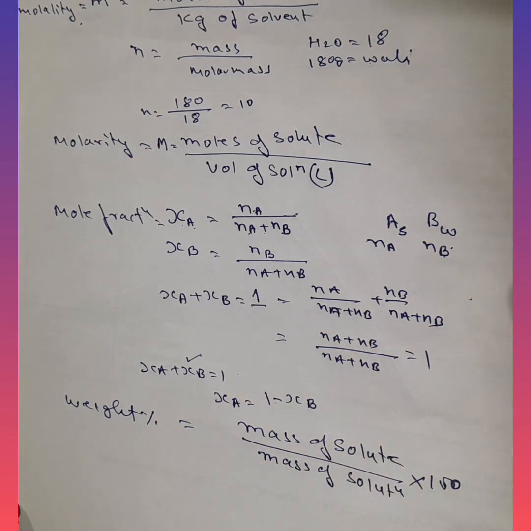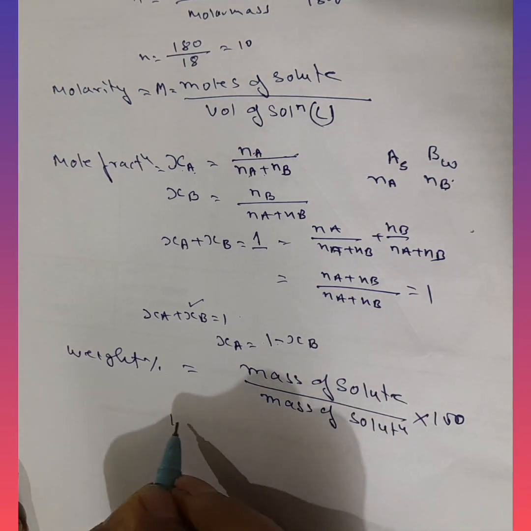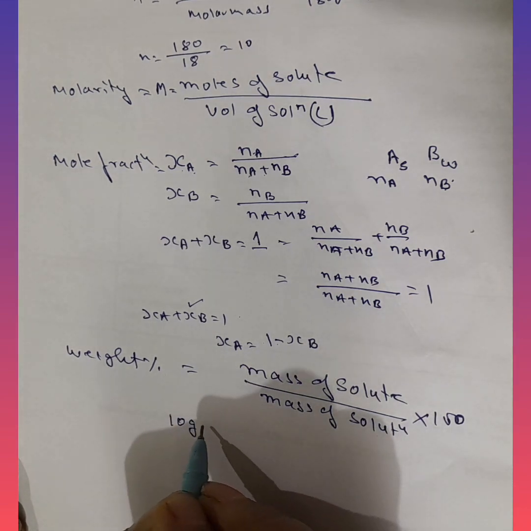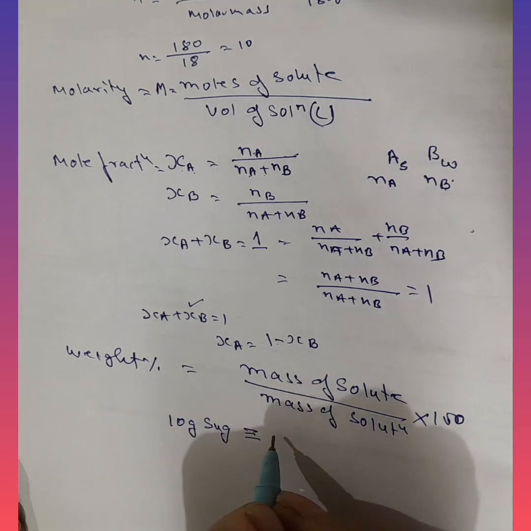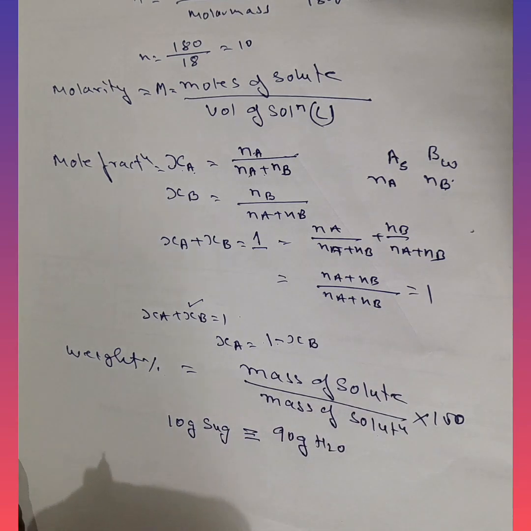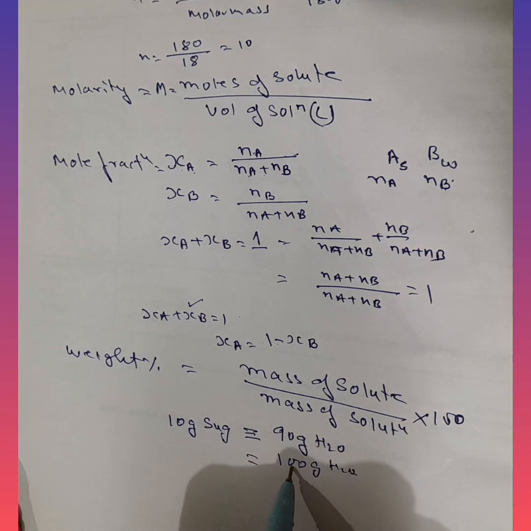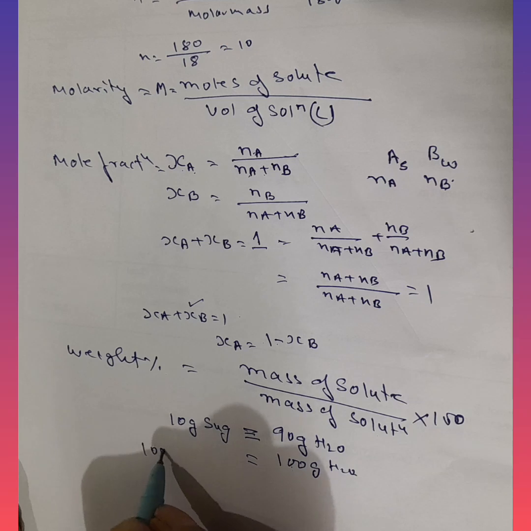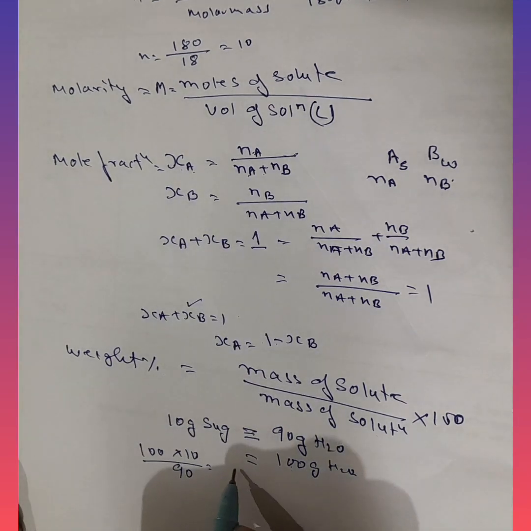Just to give you an idea, suppose I have put 10 gram of sugar in say 90 gram of water. So what would it be in 100 gram? That's what percentage is. Using the unitary method, it would be 100 into 10, cross multiplied and divided by 90. So that would be the percent.